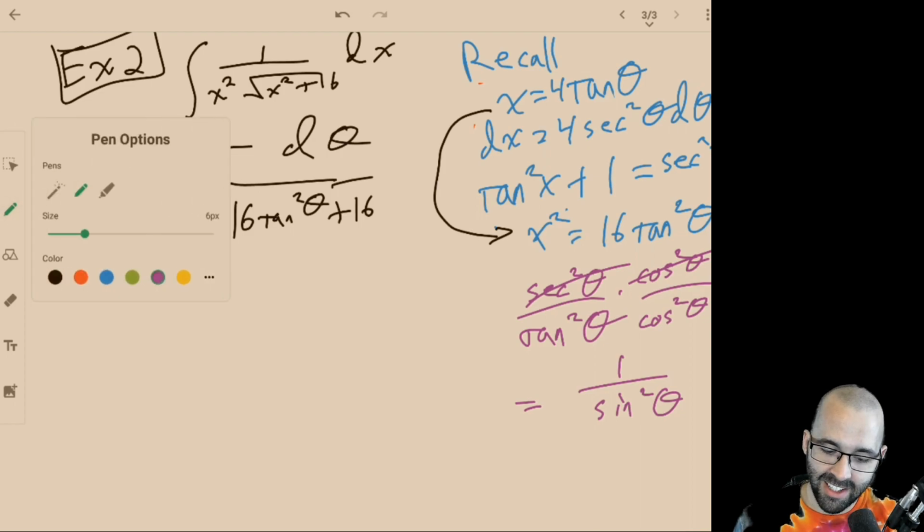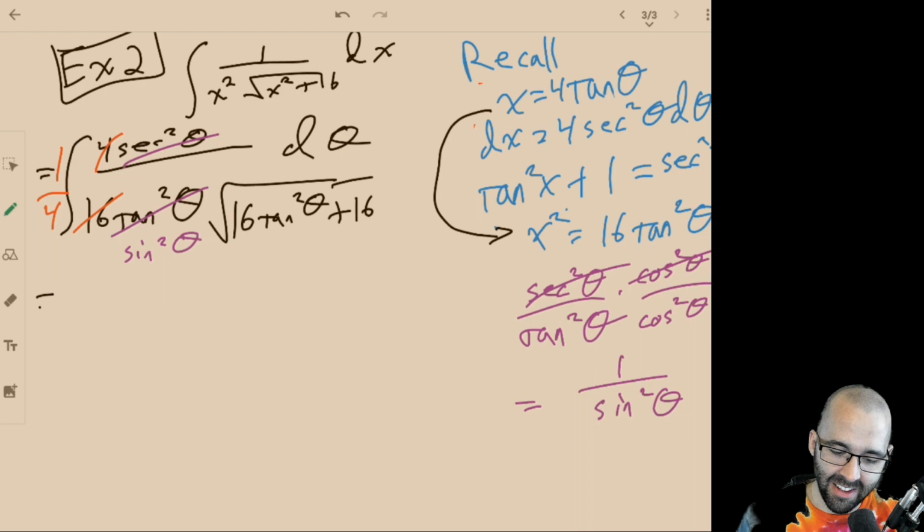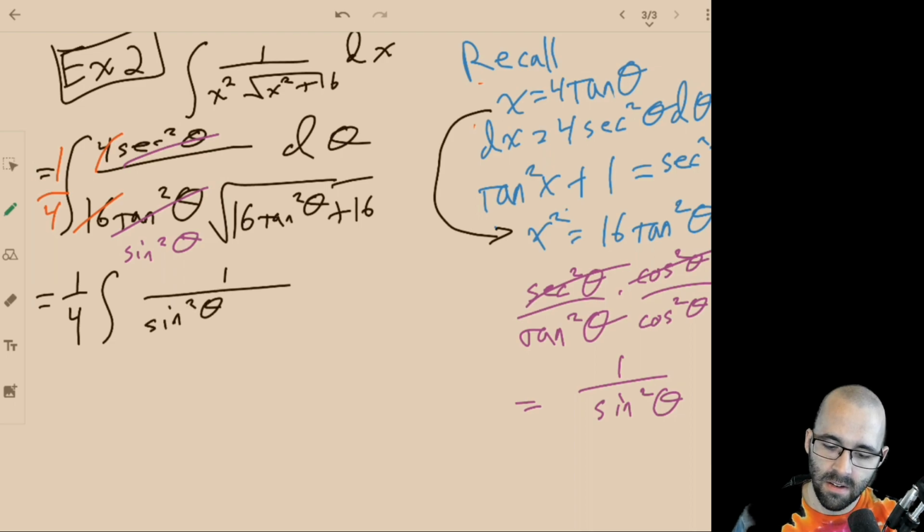So I'm really just loving all these colors, but we need to just write this out. So what are we left with? 1/4 times the integral of 1 divided by sine squared of theta times the square root. And again, what do we want inside the square root?